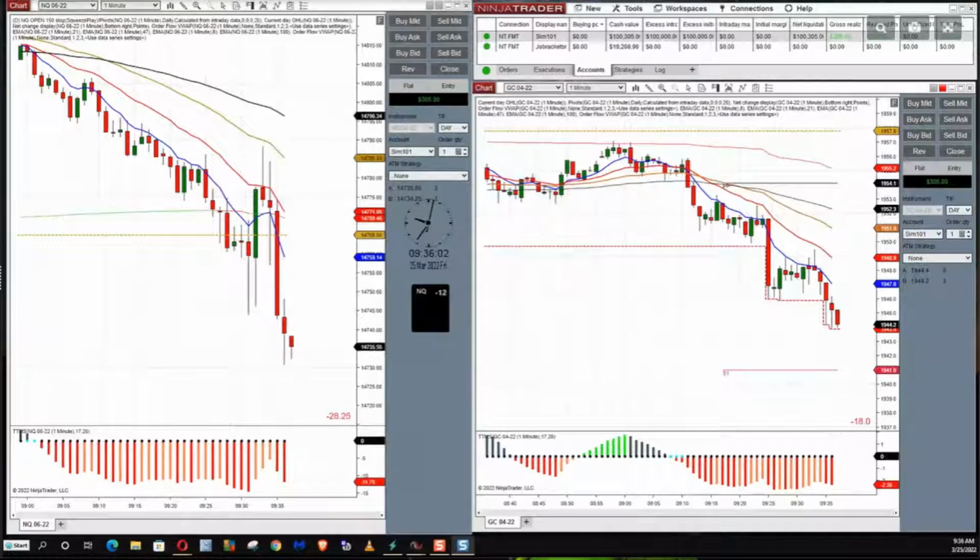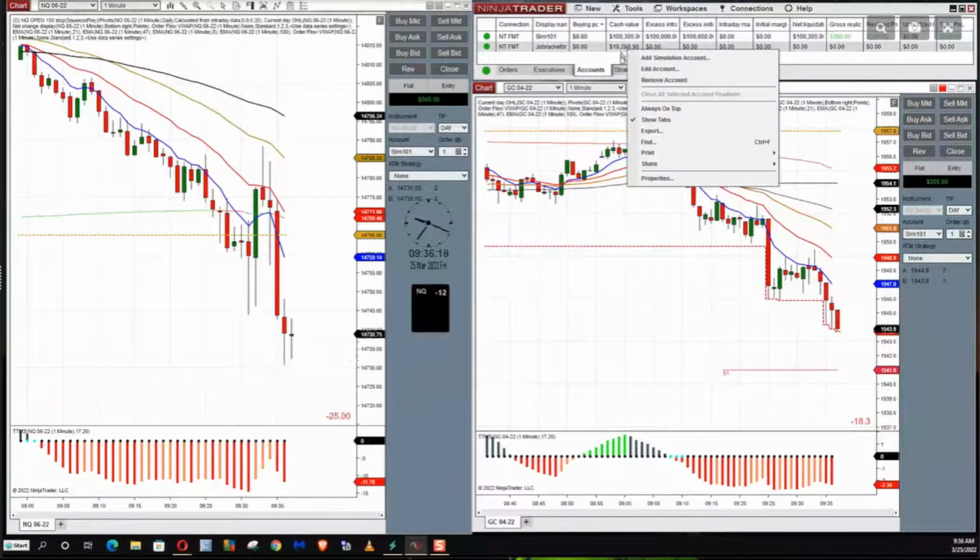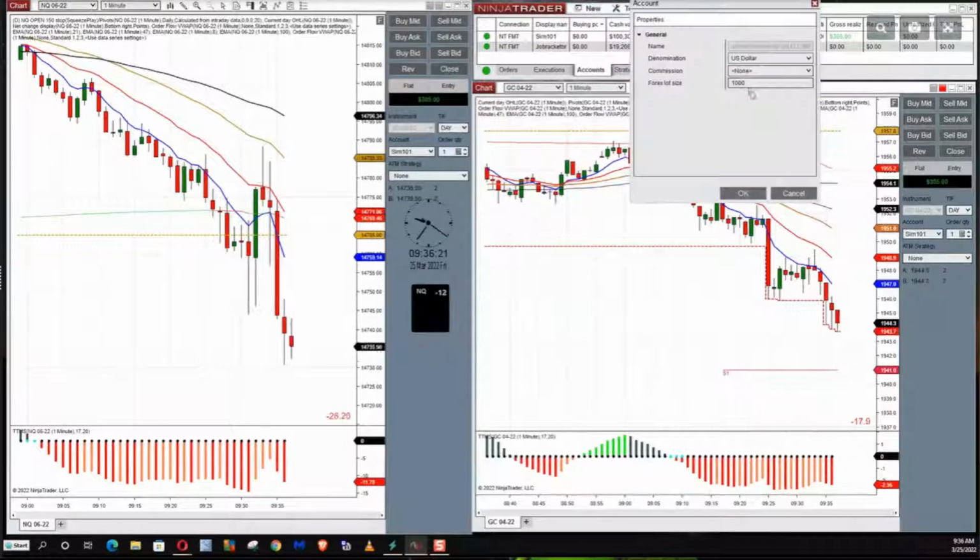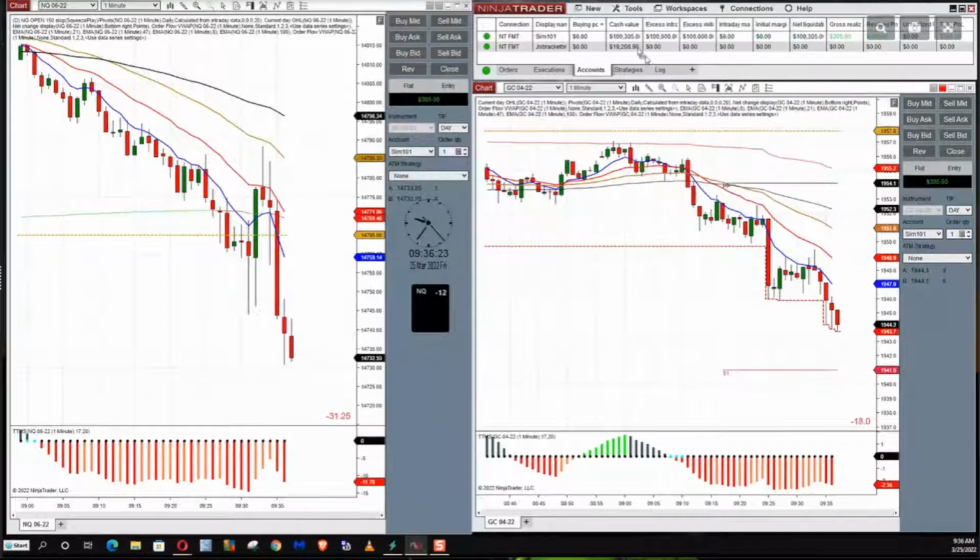So let me just get the next trade set up. For me, I traded oil before the open and made money. I got stopped on the gold open, and the NQ open worked again. NQ open worked again.